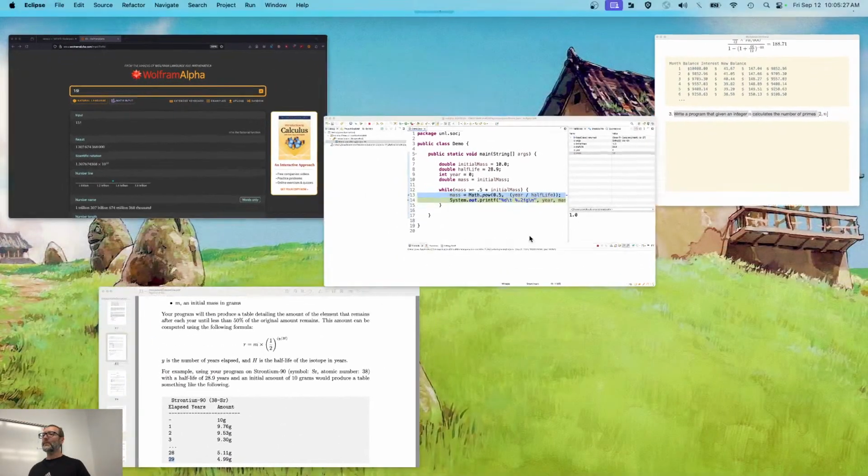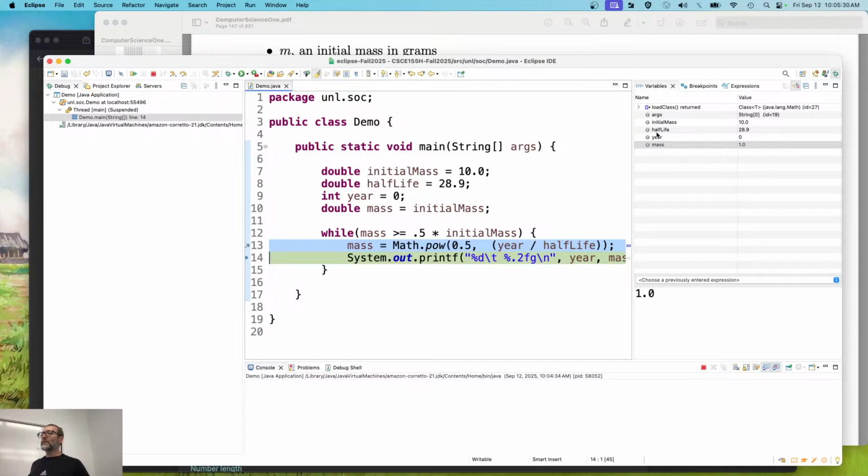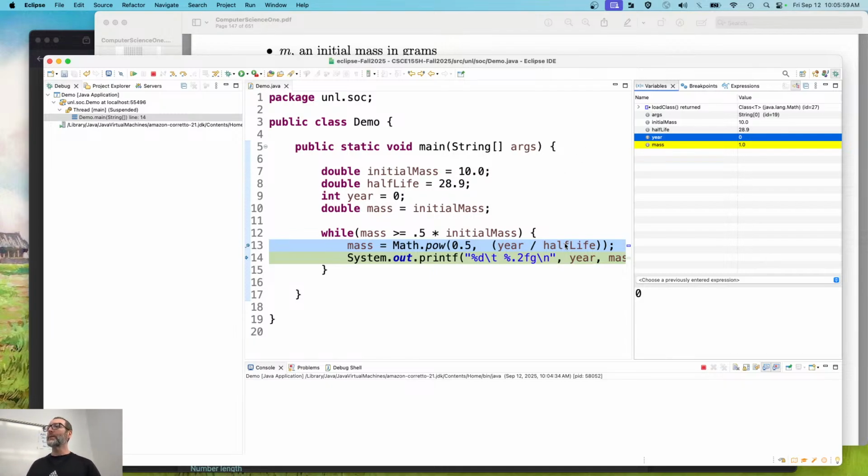9.76. Okay? Well, take a look around at your other variables. Arguments were never defined. The initial mass never changes. That's still 10. You see it over here. It's being printed right here. The half-life never changes. The mass changed, but it changed in the wrong way. So by process of elimination, what is the aberrant variable here? Year. Did we ever change year? No. And where did we start the year? At 0. 0 divided by the half-life is going to be 0. Anything raised to the power of 0 is going to be 1.